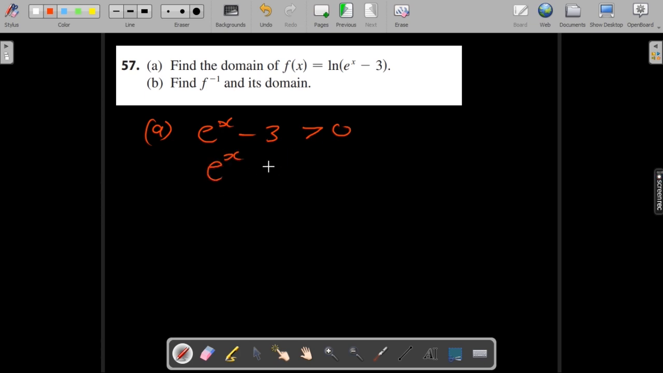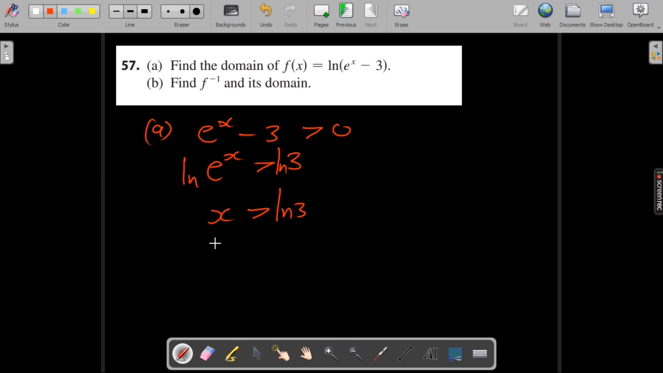And we'll now have e to the power x greater than 3. You can find the ln of both sides. So if we find the ln of that and the ln of that, this now comes down and we have x greater than ln 3. And that is our domain basically. So that's the first question.